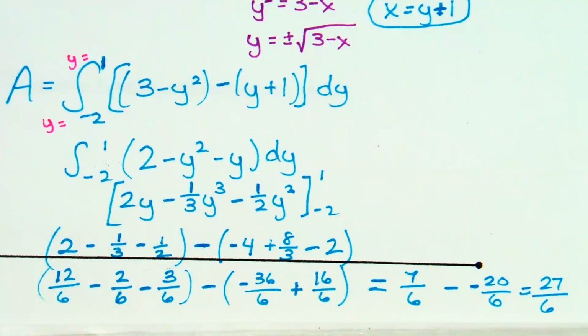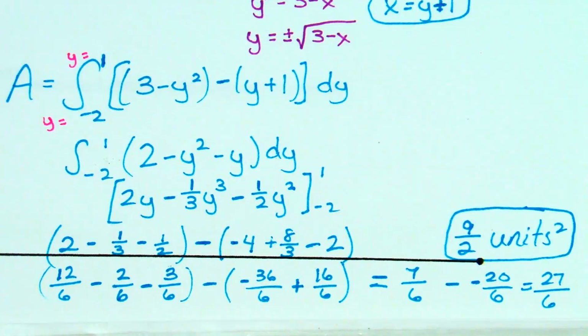And you can leave it as 27 sixths. Technically, it reduces. Divide them by 3. 9 halves units squared. Got it? Good solid calculus problems. As I said, definitely doable by hand. Depending on the problem, you might need a calculator.